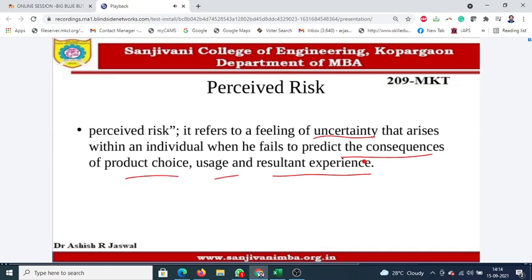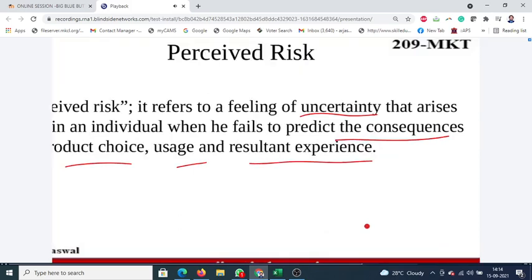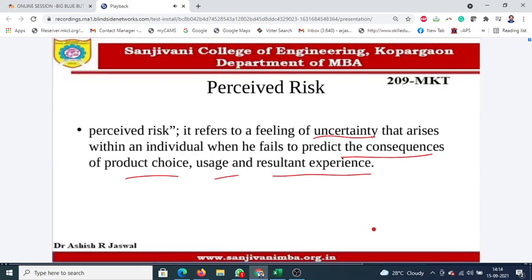The circumstances that lead to such a state are lack of information, newness of the product or service offering, complexity of the offering, and high price. If such things lead to perceived risk, let us try to understand what the different types of perceived risk are. There are 6 different types of perceived risk which we need to understand.